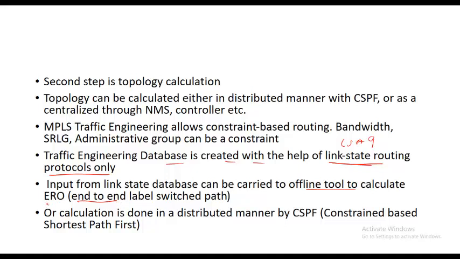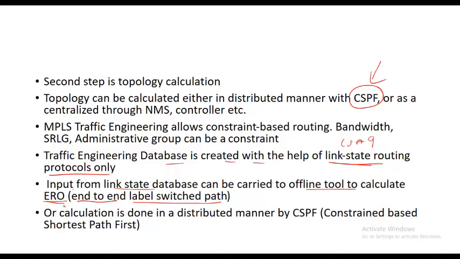Our calculation is done in the distributed manner by CSPF. So do not focus on this one. We are not going to use any tools here. We are only going to focus on constraint-based shortest path first. OSPF and IS-IS have been extended. I told you in OSPF, LSA type 9 is going to carry the database information for traffic engineering. We're using that extension, type length value, TLV, in IS-IS.